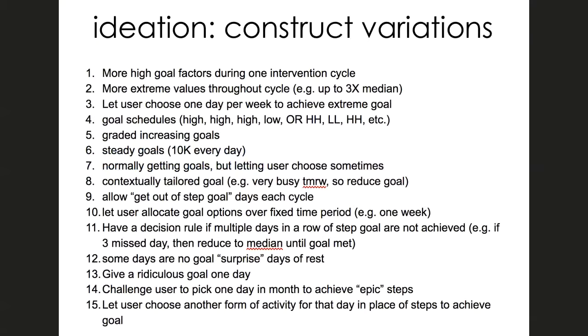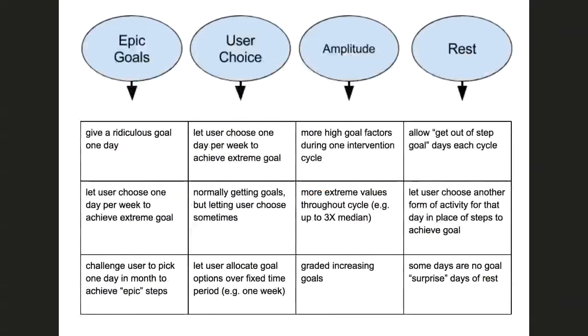So again, you sort of start with a whole bunch of different versions of this particular hunch. And then you can group them, right? So what Elizabeth did next is that, okay, these things actually fall into a few different buckets, right? So you have what is called epic goals, which are just having some goal during the week that is really high, right? Providing users with some user choice, right? Potentially playing with the amplitude of the goals and then providing some red things, right?